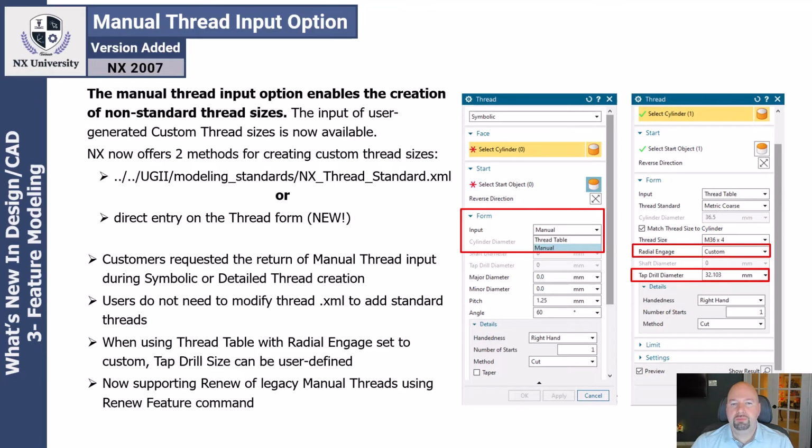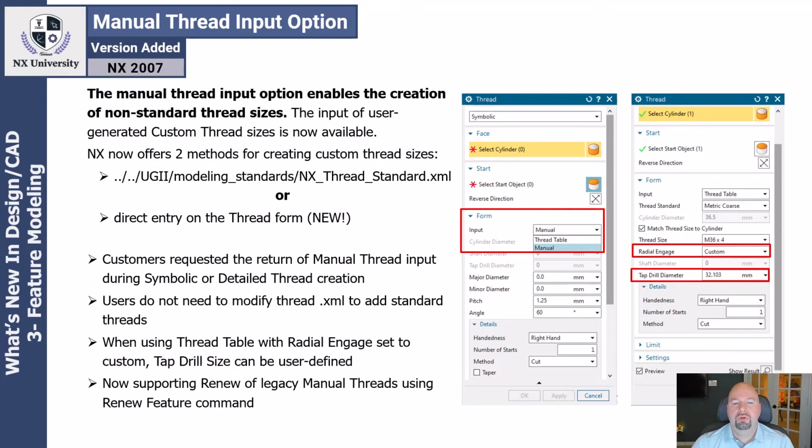So this is a customer requested capability. It has returned the manual thread input during symbolic and detail thread creation here. Users do not need to modify the thread XML to add standard threads. You can now go in, select the manual option, and enter your custom parameters for your threads inside the thread dialog box. When you're using thread table with radial and gauge set to custom, you can also enter a custom tap drill size, and you can go ahead and enter that at the time of creation.